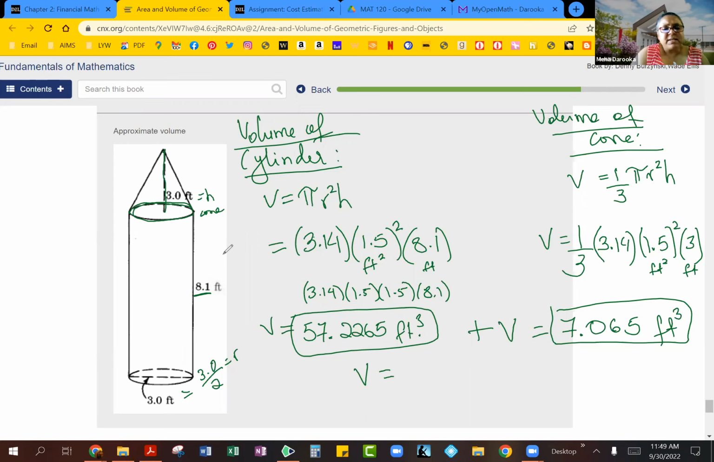Sabrina, are you using the calculator based on Desmos or the GeoGebra? Because I know I'd shared 2 different calculators with you. Desmos, yeah, that's a good way to work with that Desmos calculator. Very nice. Yeah, Sarah, that's exactly what you're going to do. So you're going to take the 7.065 and add it with the 57.2265, and that'll give us the entire object's volume. Terry, that answer looks good.